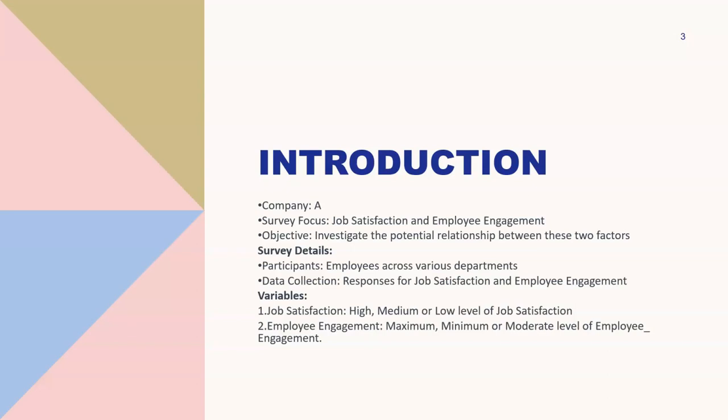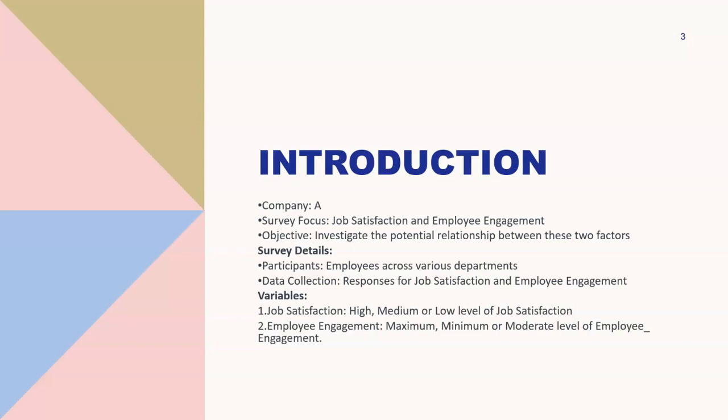So a company survey is done and we are provided with the data where the job satisfaction and the employee engagement of all employees of the company are noted. And our objective is to understand or investigate the potential relationship between the two categorical variables. That is, we are going to check whether the two categorical variables, that is job satisfaction and employee engagement, are associated to each other or not.